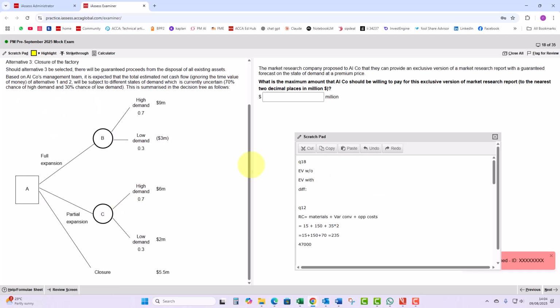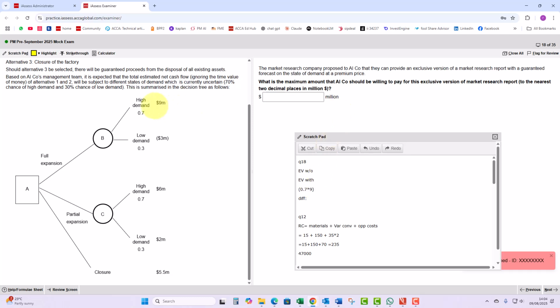So the expected value with is worked out by what we would do if we knew what was going to happen. So this research report will tell us whether demand is high or whether demand is going to be low. If it tells us that demand is high, which of these options would we go for? Well, we can eliminate the low demand ones. So our options are either to make 9 million, 6 million or 5.5. We would choose to make 9. So if it tells us demand is going to be high, we would choose full expansion and would make 9 million. And there's a 70% chance that the report will tell us that demand is high. So we do a 0.7 times 9.